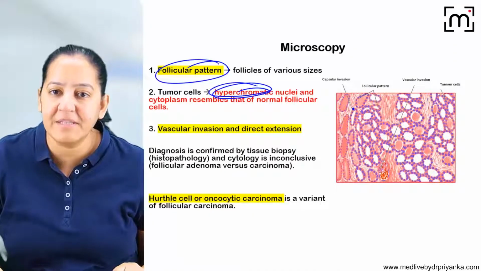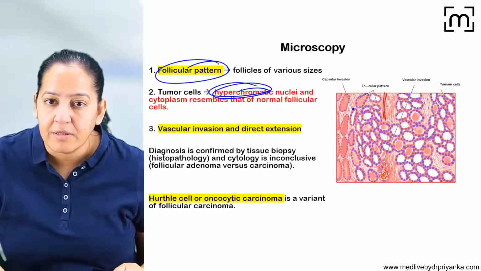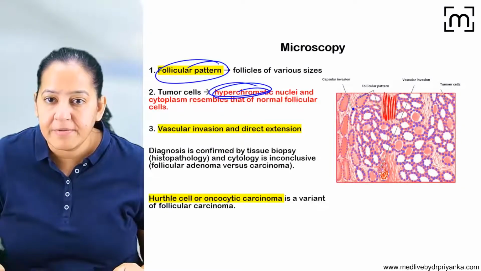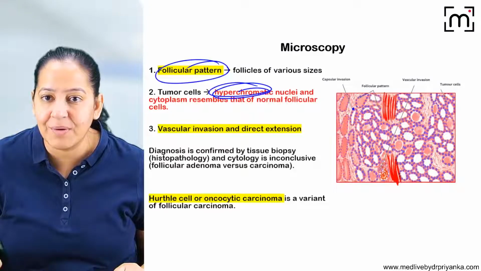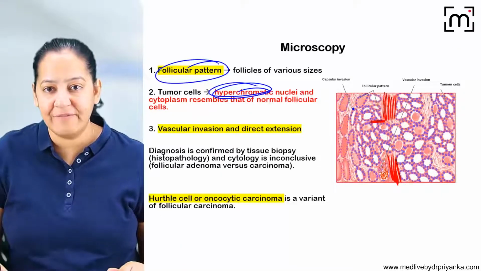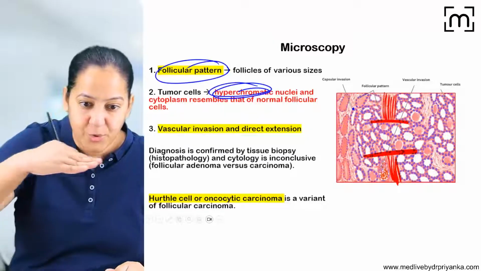Now in this diagram, can you see these pink fibers? Have a look. The pink fibers, this is the capsule. Can you see it is infiltrated by the tumor cells? The tumor cells are penetrating through and through the capsule.